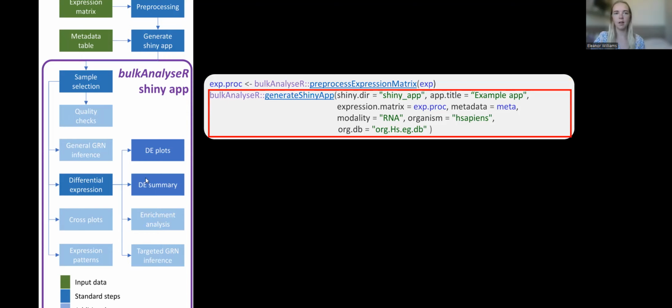From there, you can use the other central function of the package, generate Shiny app, to create an app. This app performs all of the analysis shown in the workflow on the left and can either be kept internally or deployed in public so that the wider community can interact with your data and gain insights of their own without completely reprocessing it. I'll now show an example to showcase some features of the app.